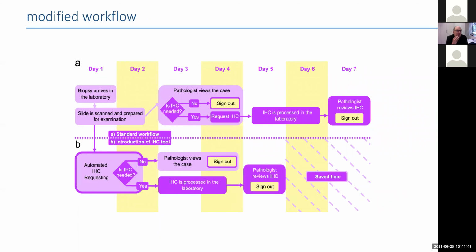This gives you an idea what the modified workflow looks like. The biopsy arrives in the lab. The slide is scanned, and the scanned slide is analyzed directly, and the IHC is requested, and the pathologist only sees the case when both the H&E and the IHC are available, and that leads to the time saving I illustrated before.